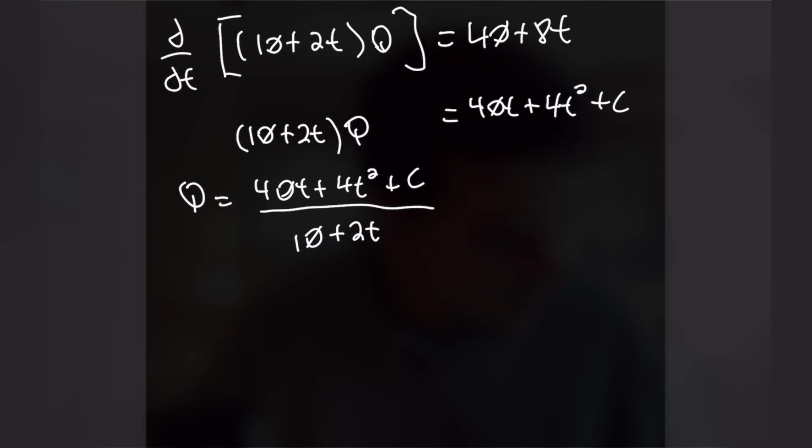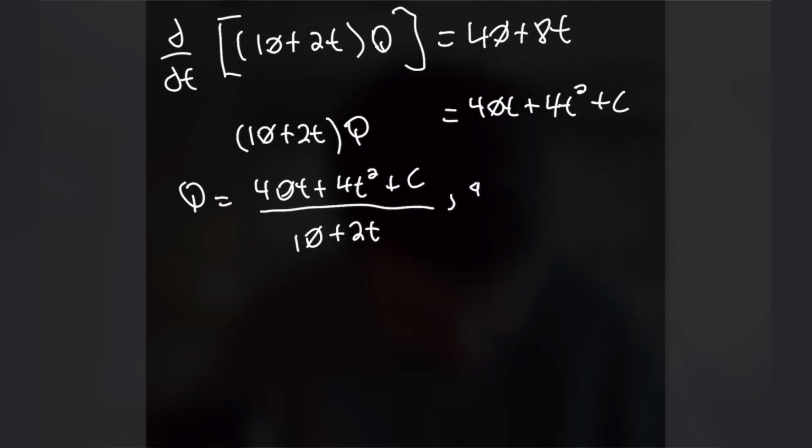And we can use our initial condition to solve for this constant c. And our initial condition is that at t equals 0, Q is also equal to 0.